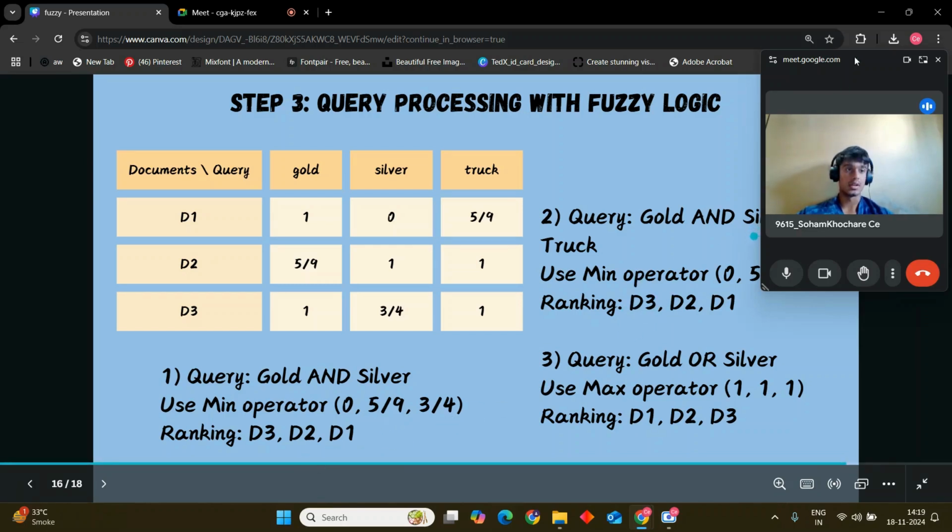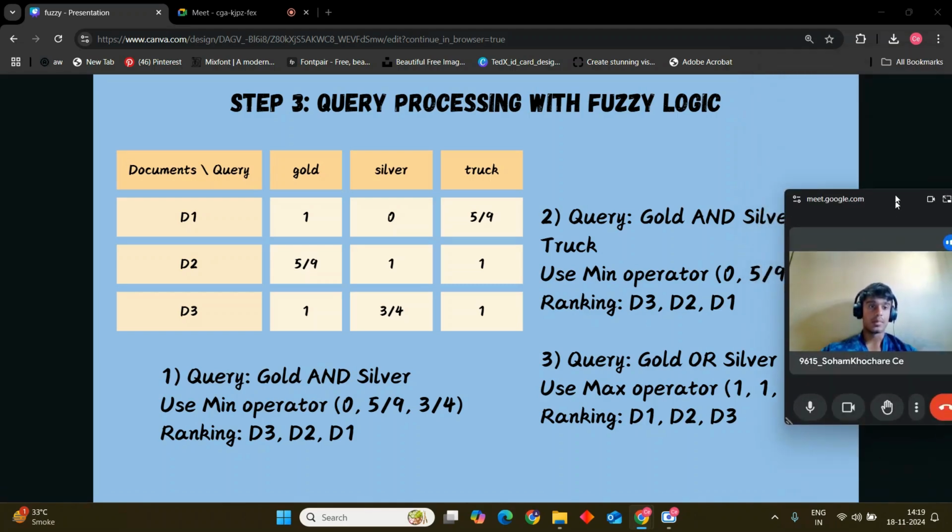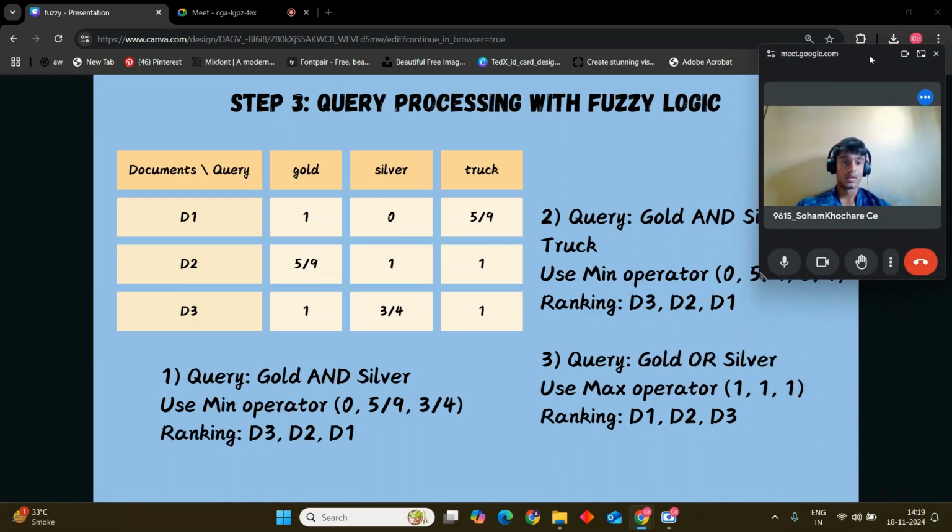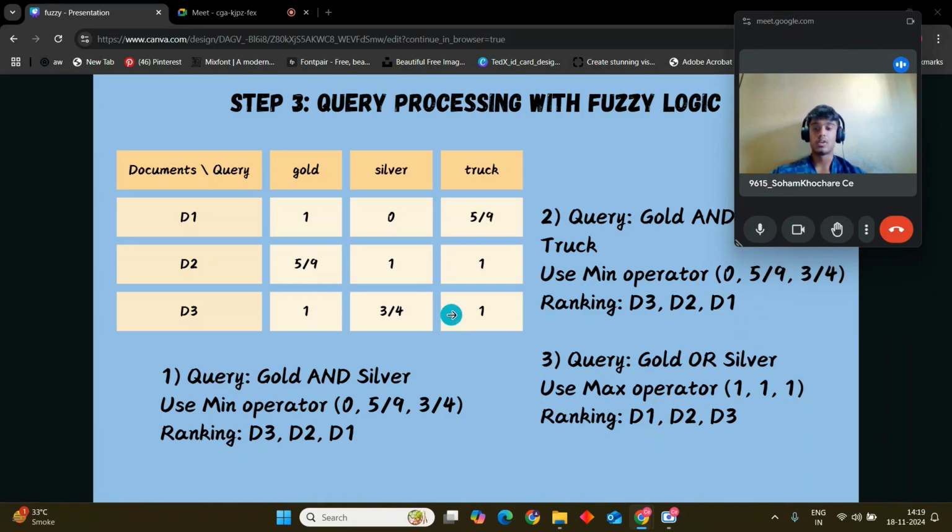So for the next query, we take up gold, silver, and truck. So over here, as the AND operator is present, we use the minimum operator. Out of the three values, zero is the least, so we put zero over here. In D2, 5 by 9 is the least, so we put 5 by 9 over here. For D3, 3 by 4 is the least, so we put 3 by 4 over here. And as 3 by 4 is the highest value among these three, we put D3 first, then we put D2, then we put D1.